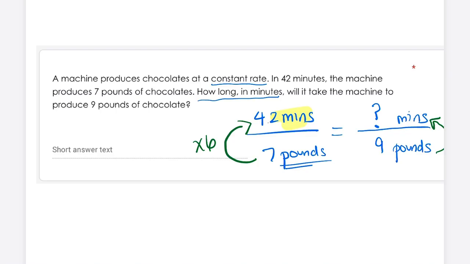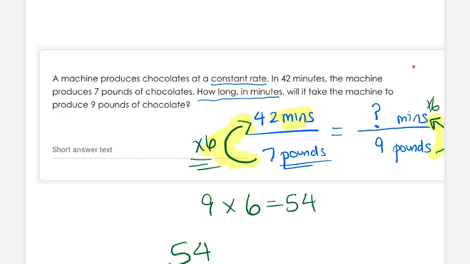So because my arrows are going the same way, see how this arrow is starting from bottom going to the top. Same thing on the right side. My arrow is starting at the 9 going to the top. So because they're going the same way, I do the same thing. So I did times 6 on the left. I'm going to do times 6 on the right. So I get 9 times 6, which equals 54, which means that it will take me 54 minutes to produce 9 pounds of chocolate.